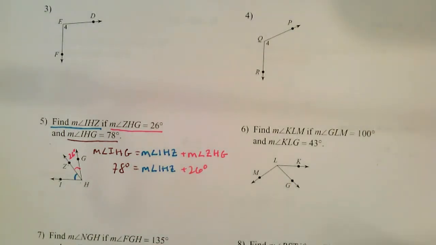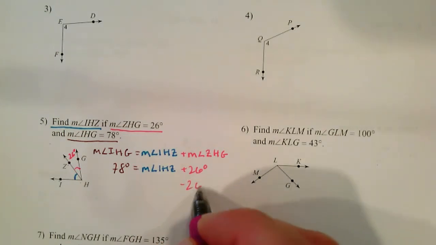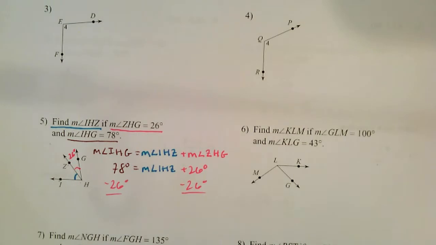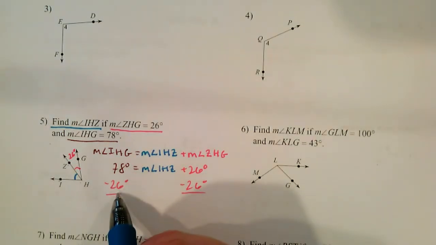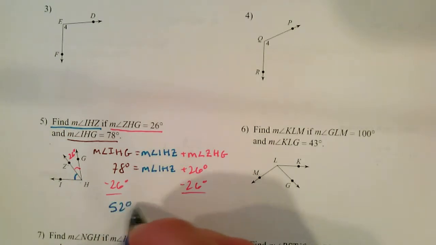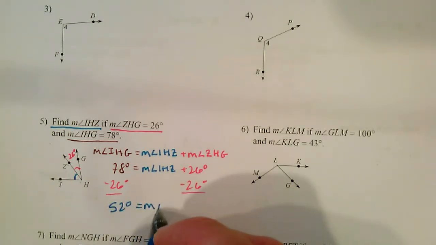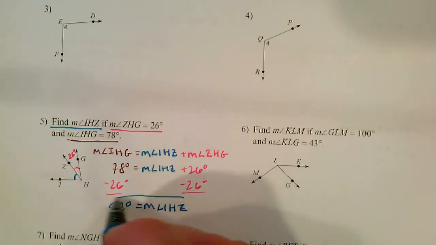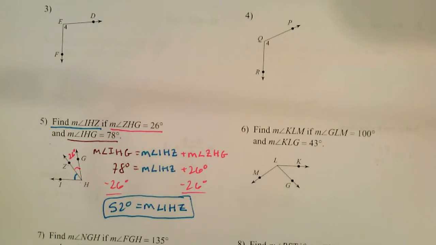Now we just have to do a little equation solving here. Subtract 26 degrees from both sides, and we end up with 78 minus 26, which is 52, equals the measure of angle IHZ. We're all set. Okay, let's take a look at the back side.